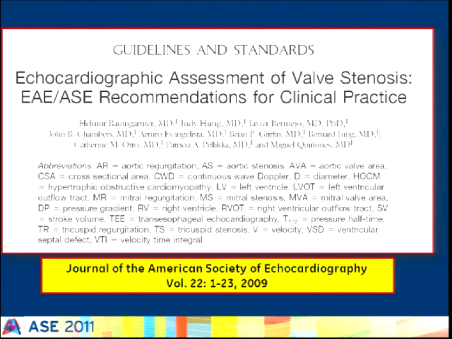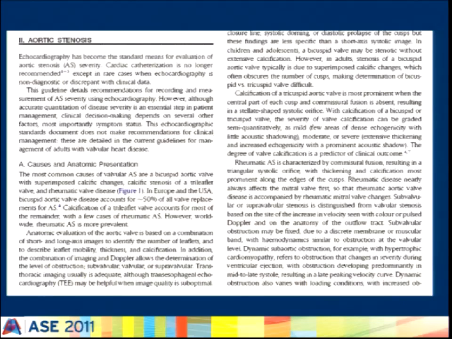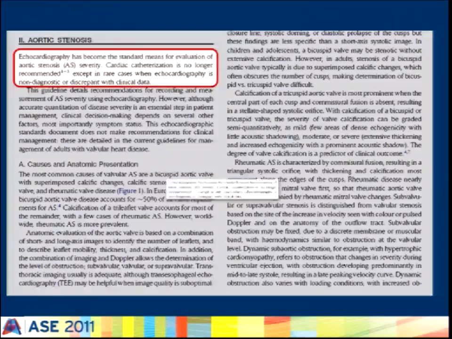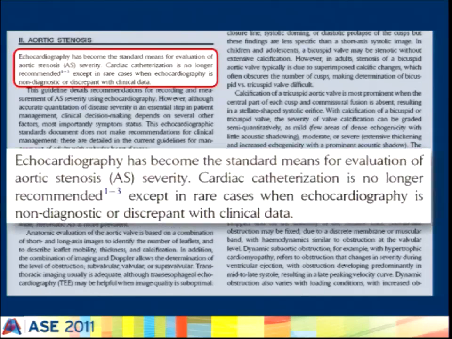So before we talk about how we differentiate AS from MR, we just need to cover some basic concepts about aortic stenosis. Now, from these guidelines, it has been stated that echocardiography has become the means for evaluation of aortic stenosis severity, and cardiac catheterisation is no longer recommended. So essentially, echo is the gold standard for the way we assess patients with aortic stenosis.